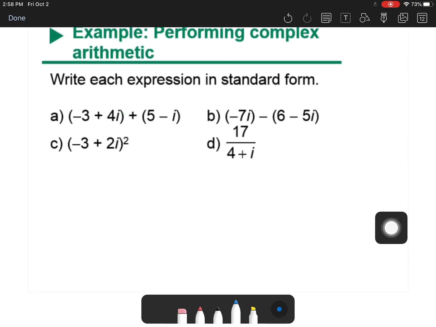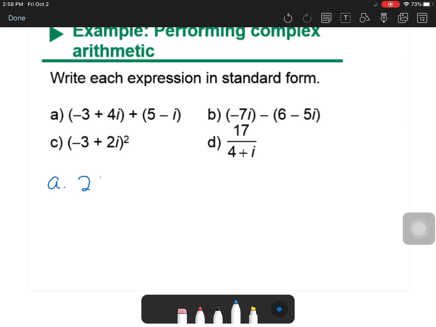All right, so we have a few different operations. We have adding, subtracting. This is squaring, but it's like multiplying and then dividing, so we'll do one of each. So for part A, adding is real simple. You just basically combine like terms. Combine the real parts, combine the imaginary parts by addition. So -3 plus 5 is 2. 4 plus -1i is going to be plus 3i. That's my answer for A.